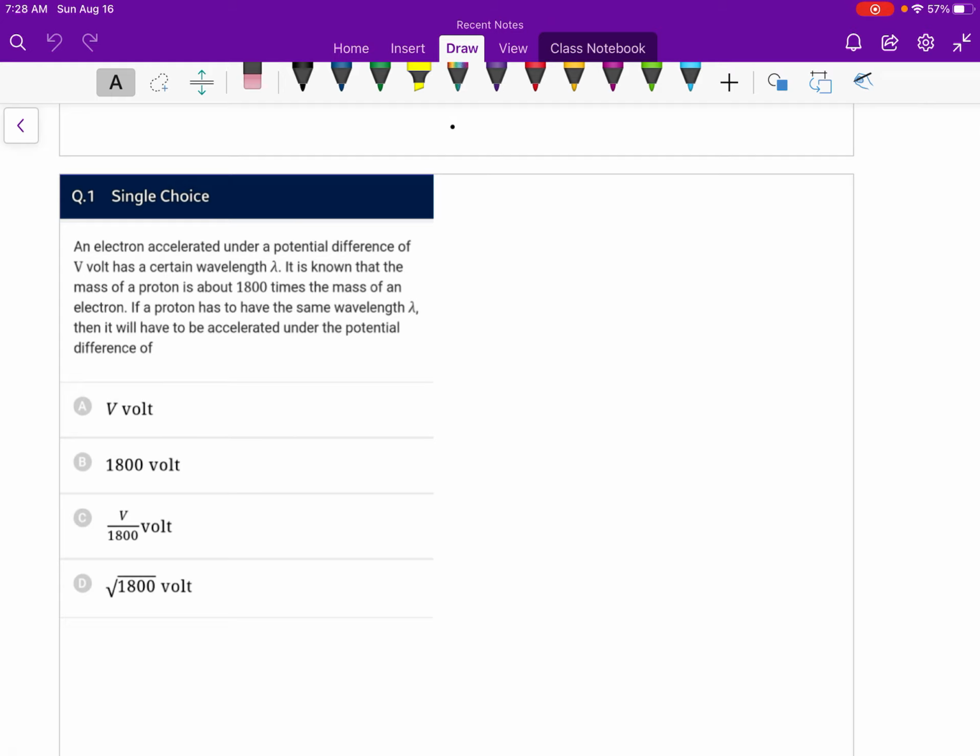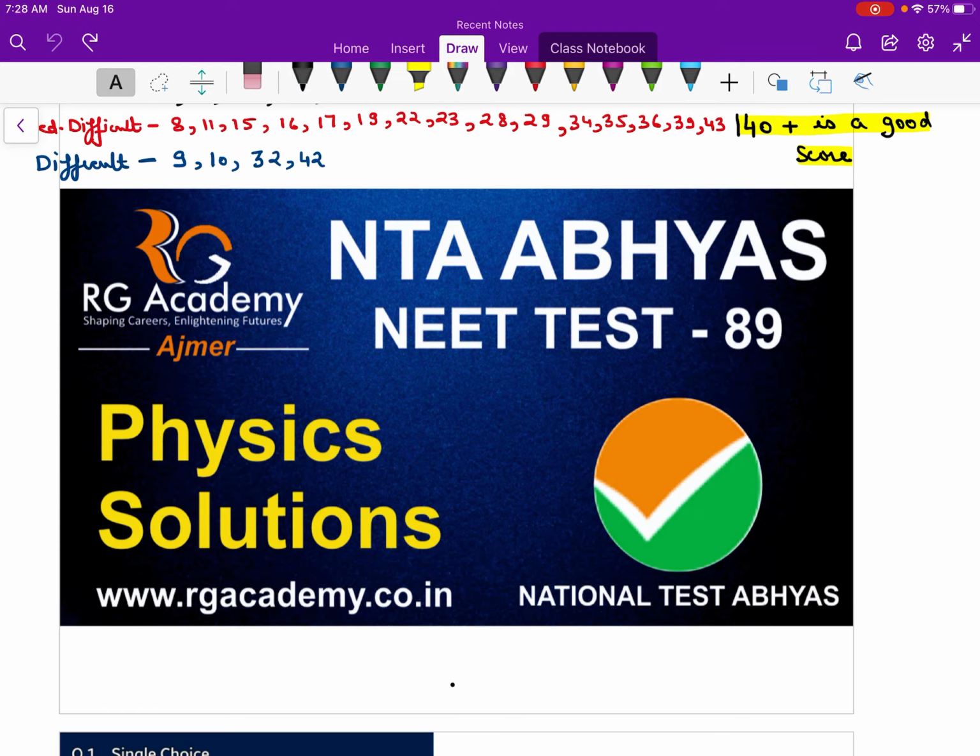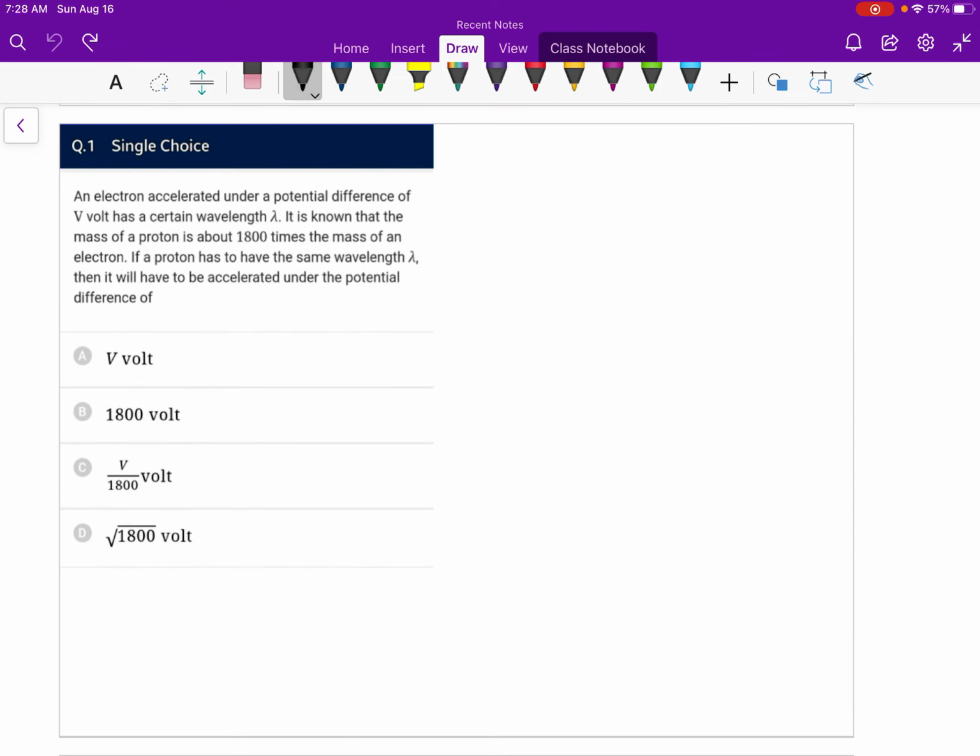An electron accelerated under potential difference of V volt has certain wavelength lambda. Proton mass is 1800 times mass of electron. Proton has to have the same wavelength, then what is the accelerating voltage? Okay, so lambda is h upon p, which is h upon root 2 k m.